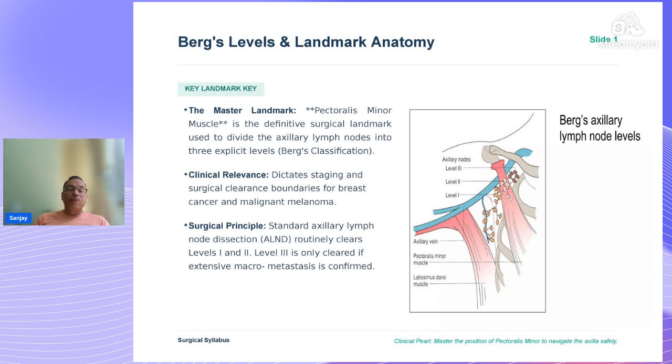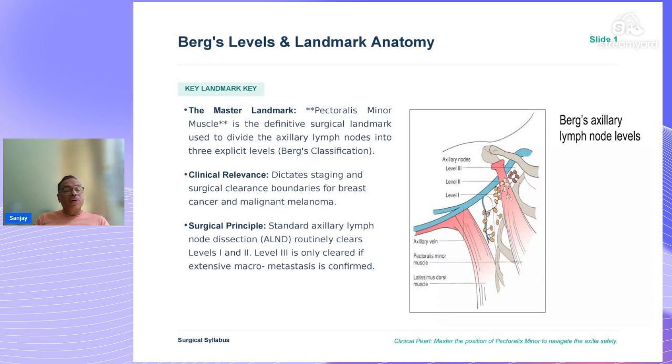what we call Berg's classification. Now, what is the relevance? I've already told you of this classification system which is used in clinical practice. It would dictate staging. It would also tell you the prognosis, and it would also tell you the surgical clearance boundaries for breast carcinoma as well as for other types of malignancies. So that is the importance of this.